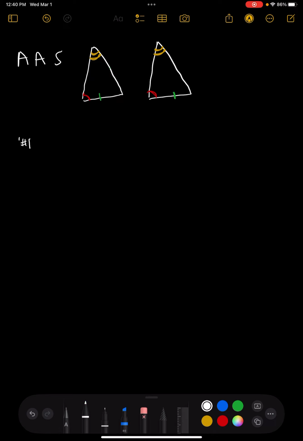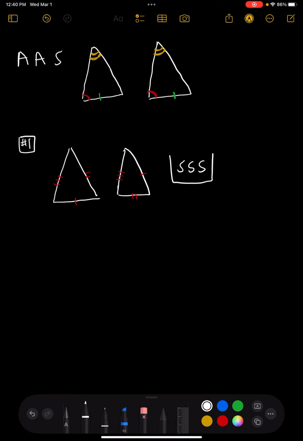The first example looks like this. Let's see. Obviously, I did not draw these correctly, but when you're looking at this, you're saying, okay, well, each of them has 3 sides that are congruent to 3 sides on the other triangle. Because of that, we automatically know that it's side, side, side. So that's how we're going to prove congruence.